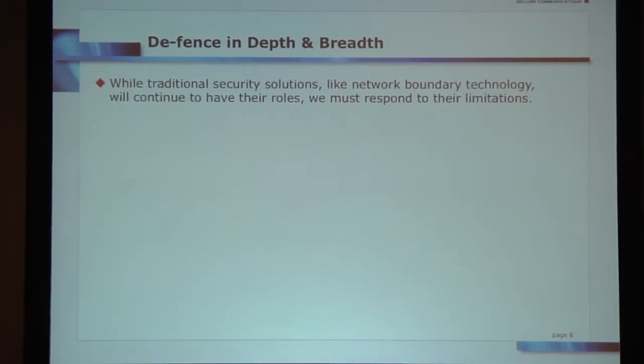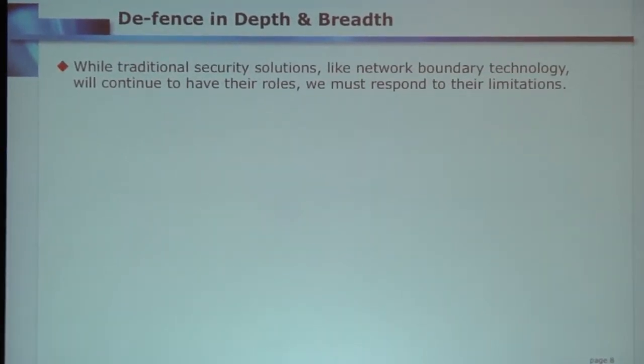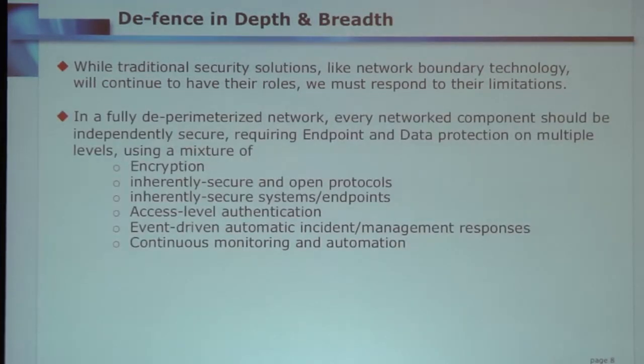So while the traditional security solutions, such as the network boundary technologies, for example, will certainly continue to play their critical role, nobody is seriously suggesting that you throw out your perimeter firewall or UTM firewall. We increasingly have to start responding to their limitations and really ensure that we recognize these limitations and respond to them.